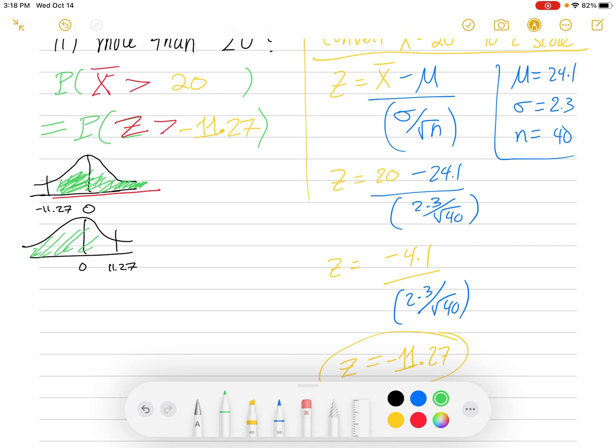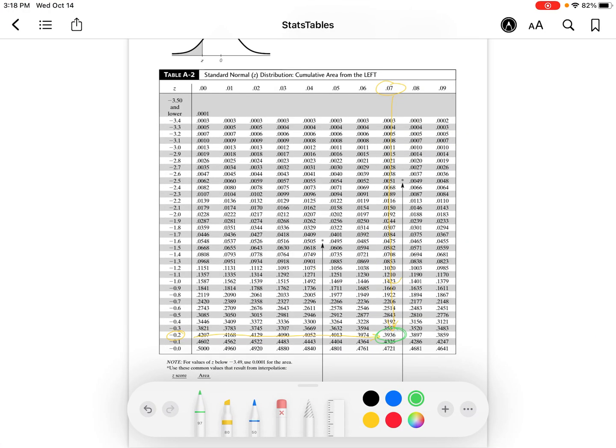11.27. And then you want to find the area to the left of positive 11.27. So in conclusion, we want the probability of z being less than positive 11.27. So what we're going to do is look up 11.27 in our z table, and find that area, that probability that corresponds to a z-score of 11.27. Let's do it.